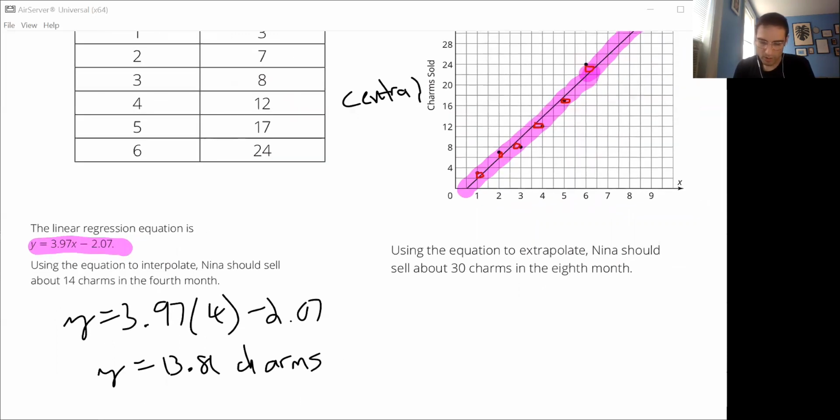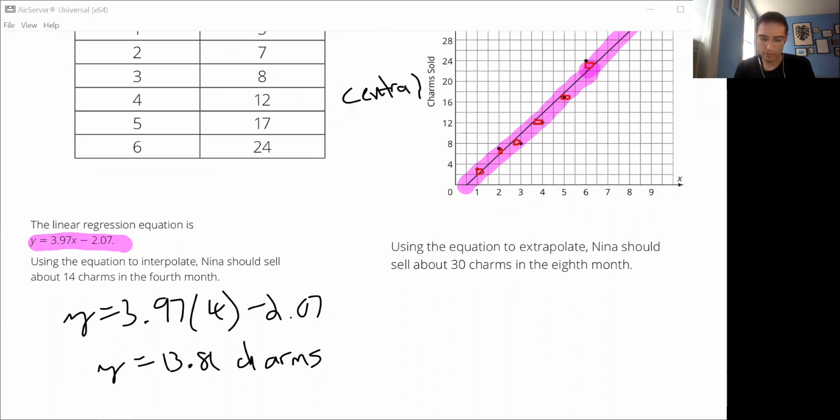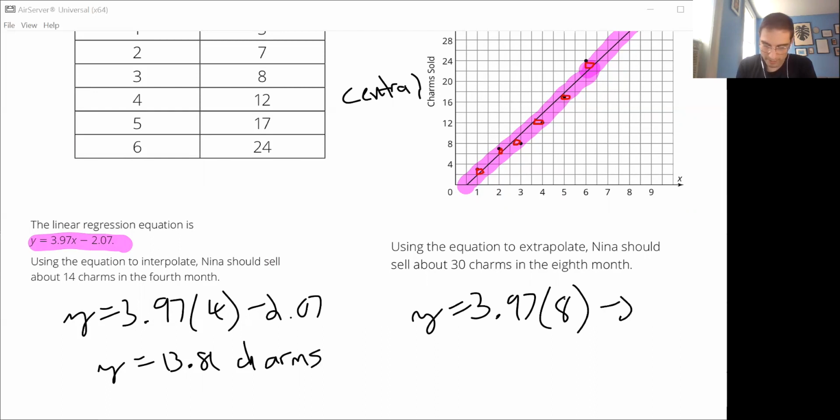So now we're going to use extrapolation, which represents calculating something where it's outside of the data set. Now this is 8 months, and this only goes up to 6 months. So we want to see, should she sell 30 charms in 8 months? So we'll use the same equation, 3 97/100 times 8, because X is the number of months, minus 2 7/100.